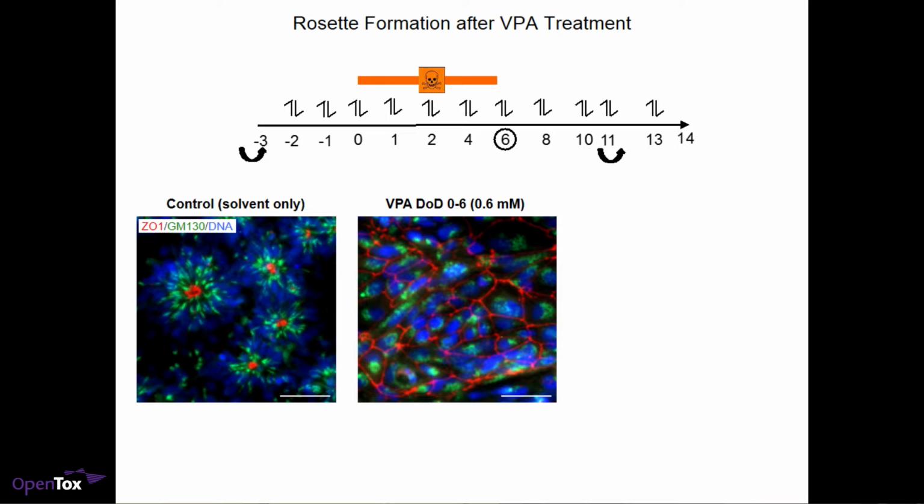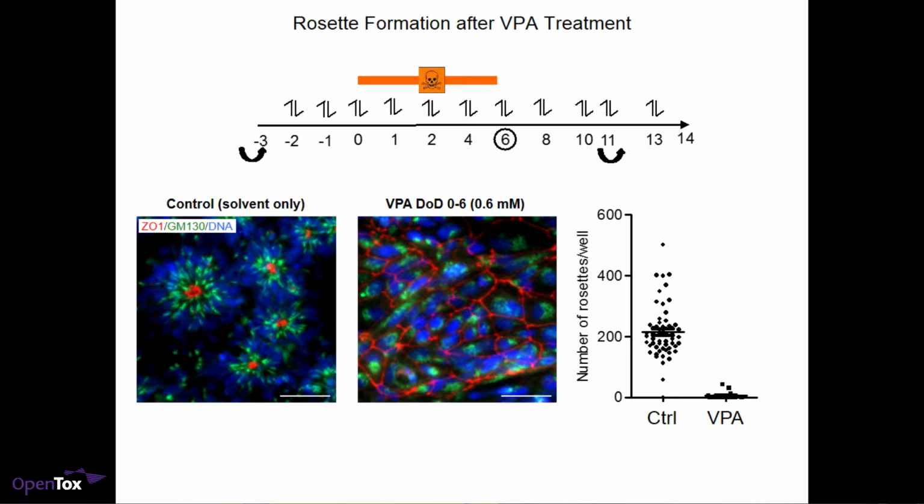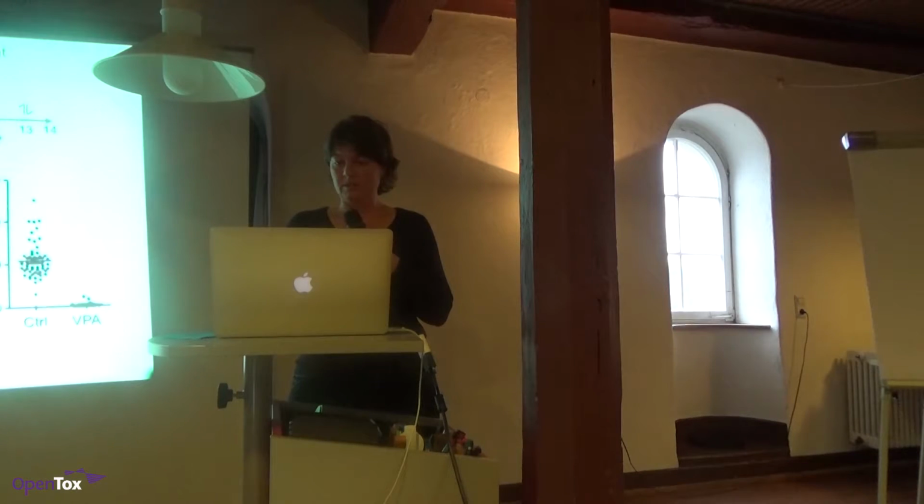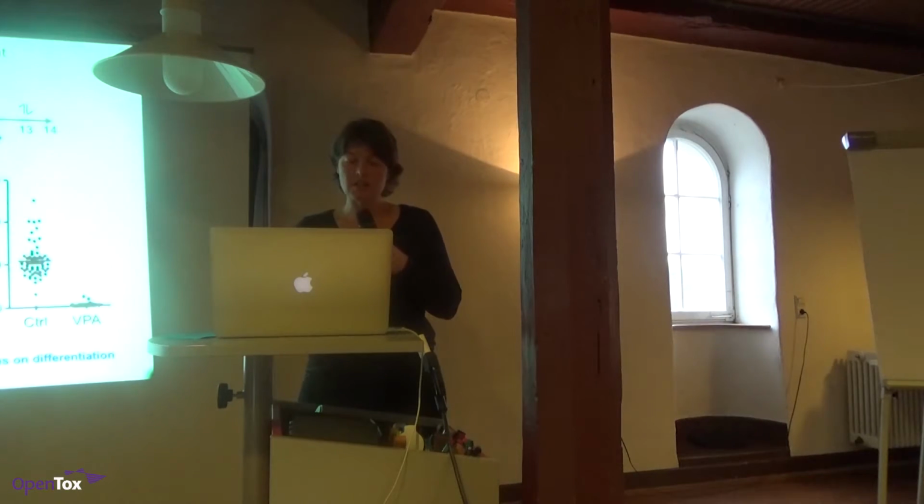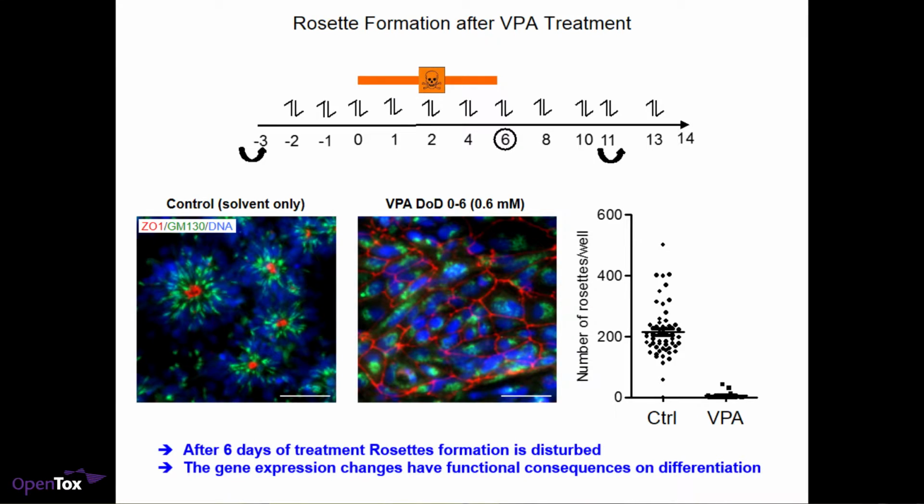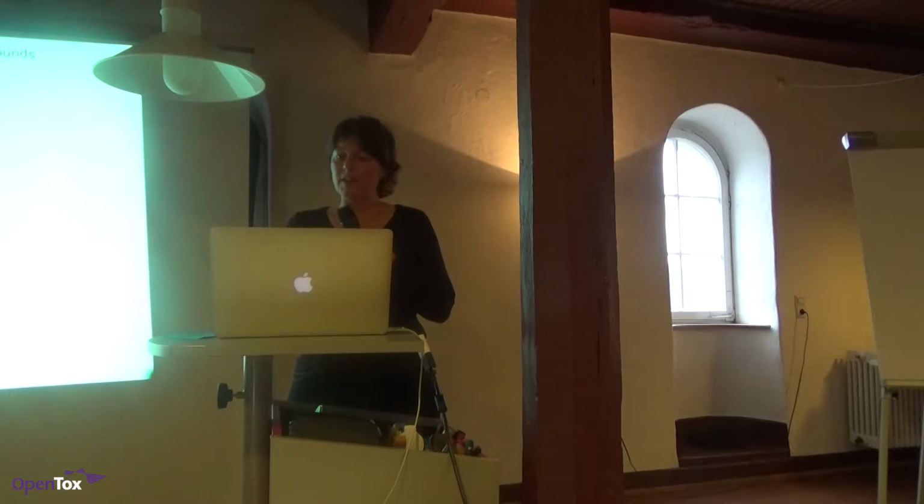We also developed, or colleagues of ours from the informatics department developed, an algorithm to quantify the rosettes. And you can see the algorithm is working very well. Each dot represents the number of rosettes per well. Okay, so we concluded, at least for VPA, yes, our gene expression changes have really functional consequences in further differentiation. And therefore we tested more compounds, and in the meanwhile it's even more than I show you here.